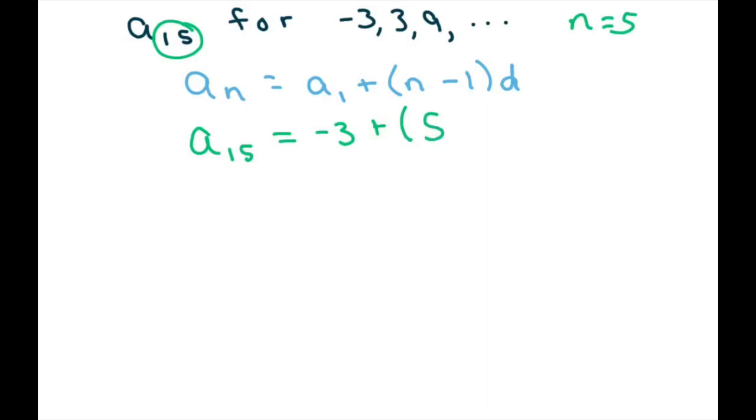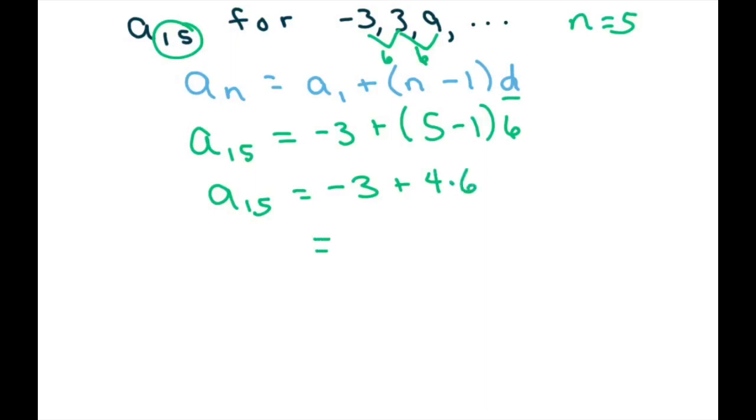So we have 15 minus 1, and your common difference, what do you keep adding or subtracting here? You keep adding 6. So that's your common difference. So your 15th term would be negative 3 plus 14 times 6, which equals negative 3 plus 84, which equals 81. So that is your 15th term.